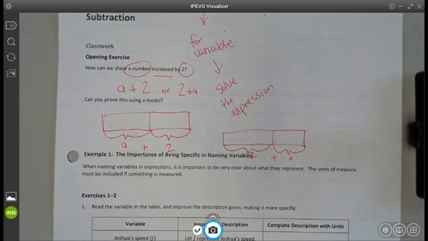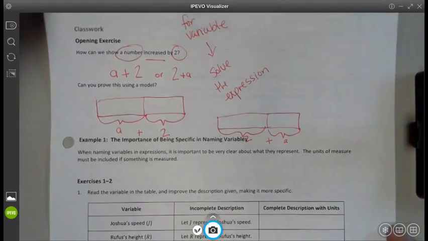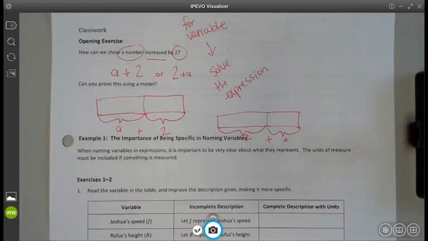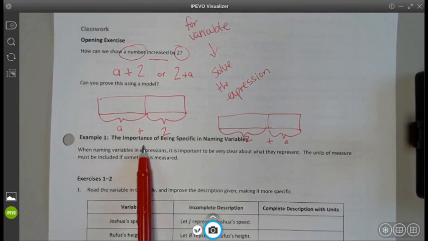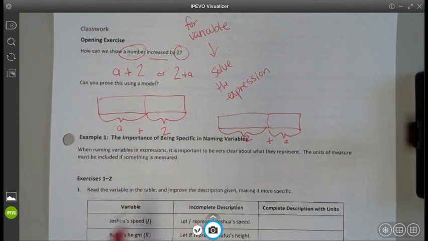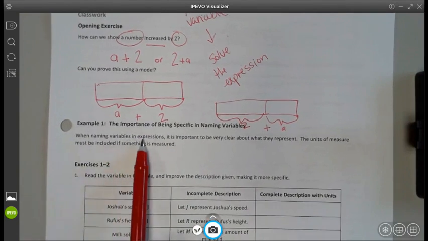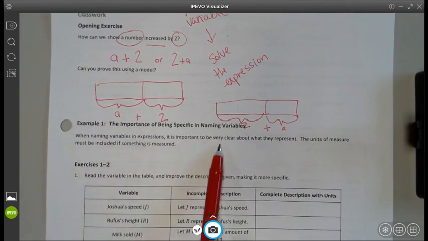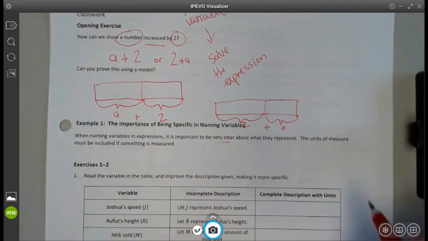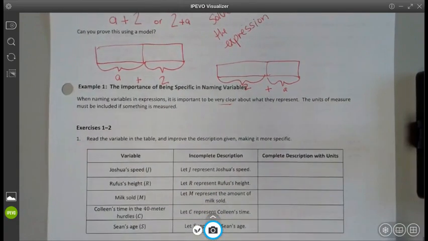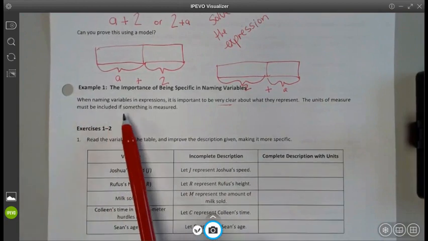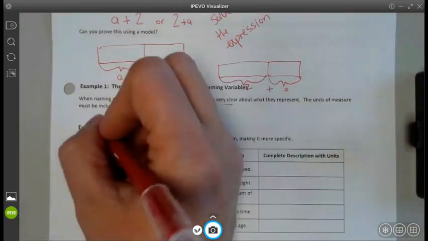So we've had a lot of practice with this. We should be feeling pretty confident when it comes to that. But today we're going to go next level. We're going to focus on writing that expression with lots of detail. So let's look at example 1. The importance of being specific in naming variables. So, concise with what we're saying. When naming variables and expressions, it is important to be clear with what they represent. So that's very important when we're solving. The units of measure must be included if something is measured. So we have to include that.